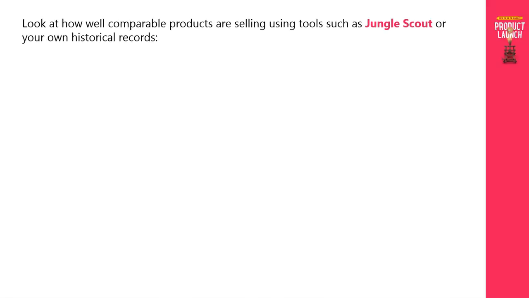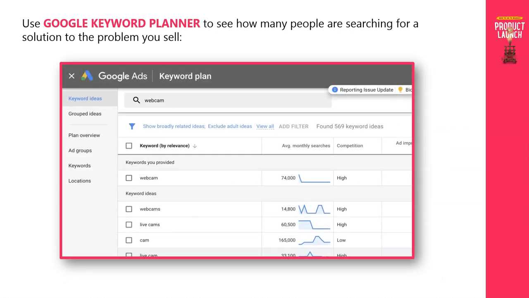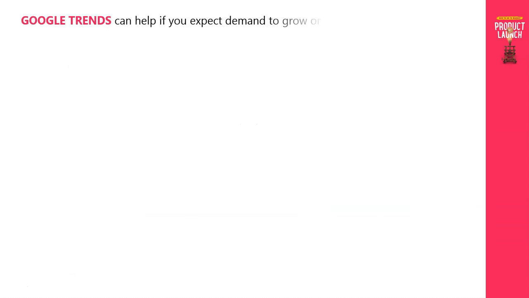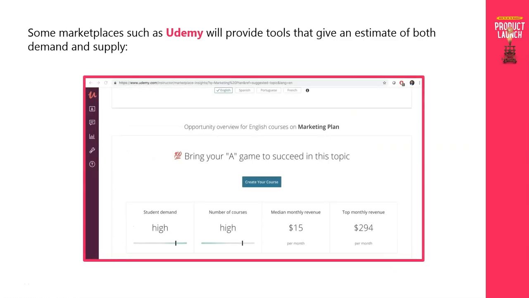Look at how well comparable products are selling using tools such as Jungle Scout or your own historical records. Use Google Keyword Planner to see how many people are searching for a solution to the problem you sell. Google Trends can help if you expect demand to grow or shrink. And some marketplaces, such as Udemy, will provide tools that give an estimate of both demand and supply.